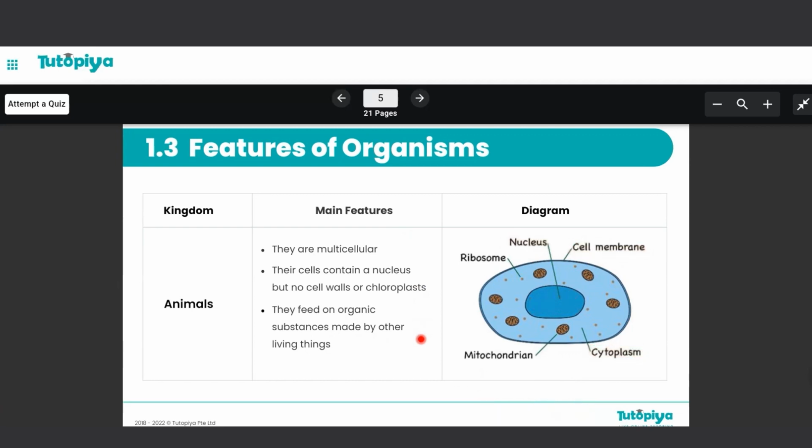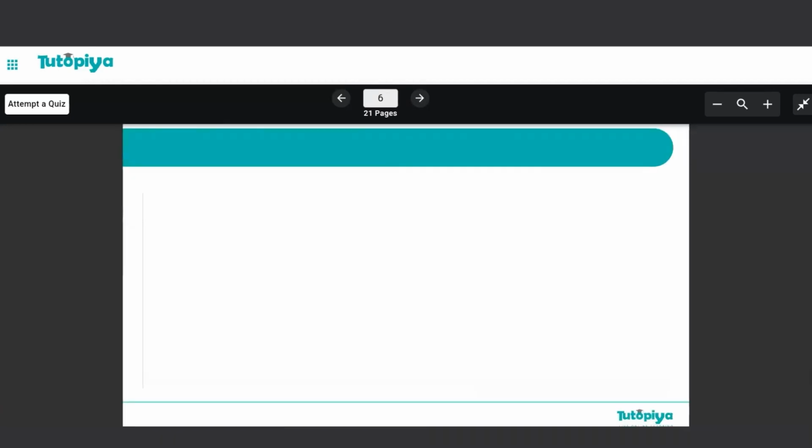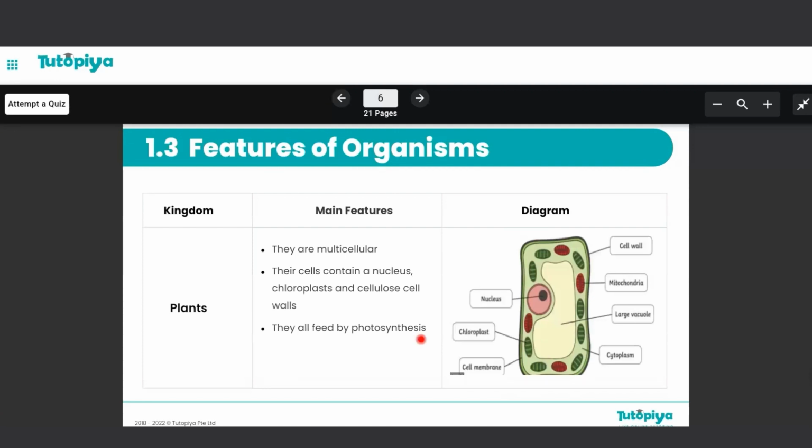So now that we are done with the animal kingdom, let's move on to our second kingdom, which is the plant kingdom. When we talk about the plant kingdom, let's look at the main features. They are multicellular. Once again, all plants are multicellular. The cells contain a nucleus, chloroplasts, and cellulose cell walls.